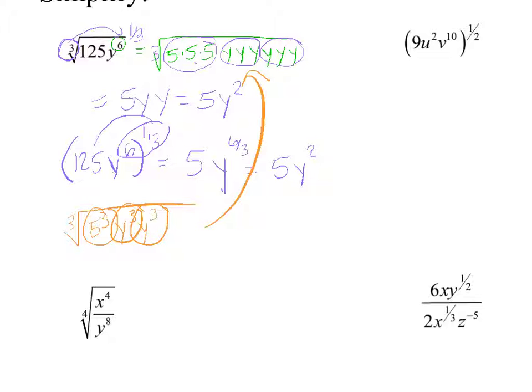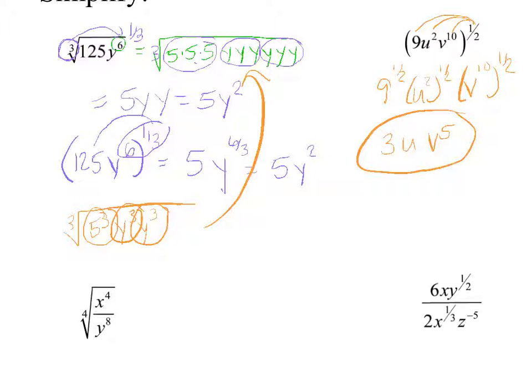So this next one on the right here, this is already to the exponent power, so I'm going to apply that exponent to all of them. So this will be 9 to the 1/2, which is 3. This would be u squared to the 1/2. So if I multiply that, 2 times 1/2 is just 1. And then this will be v to the 10th to the 1/2. And 10 times 1/2 is just 5. So there's my simplification, 3u v to the 5th.